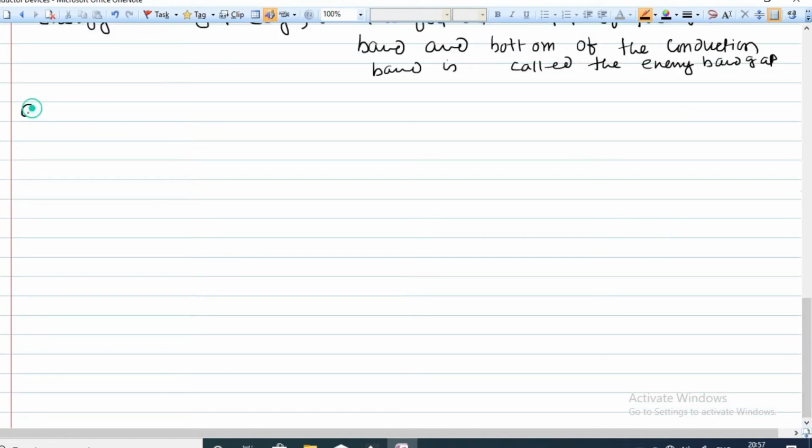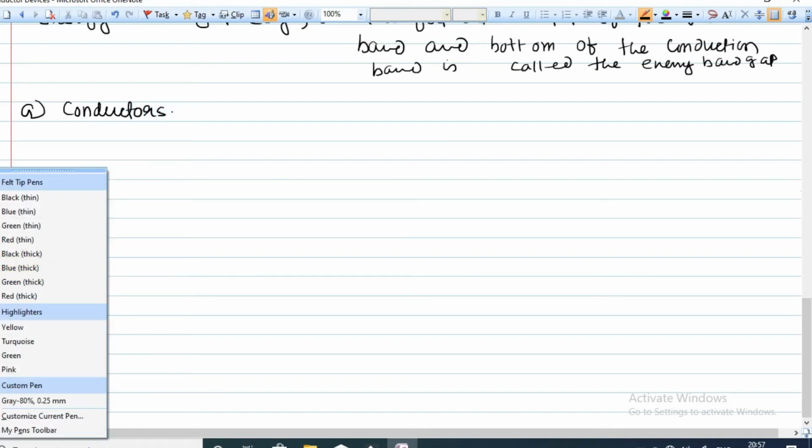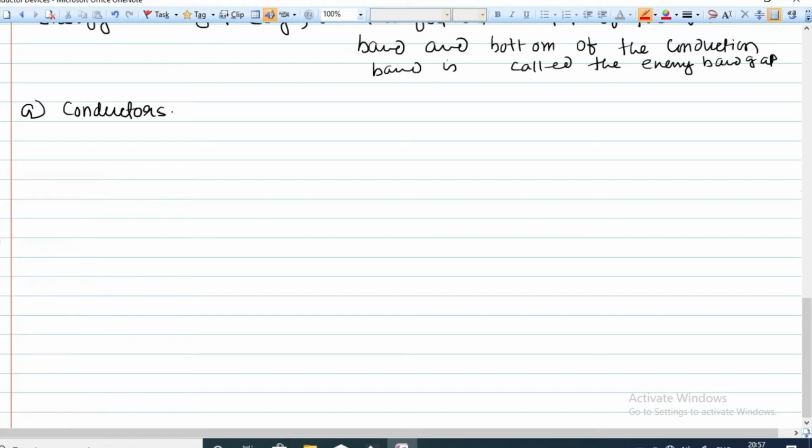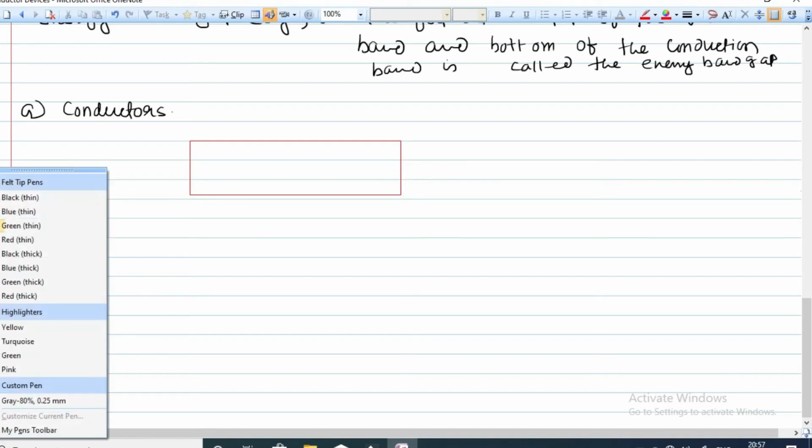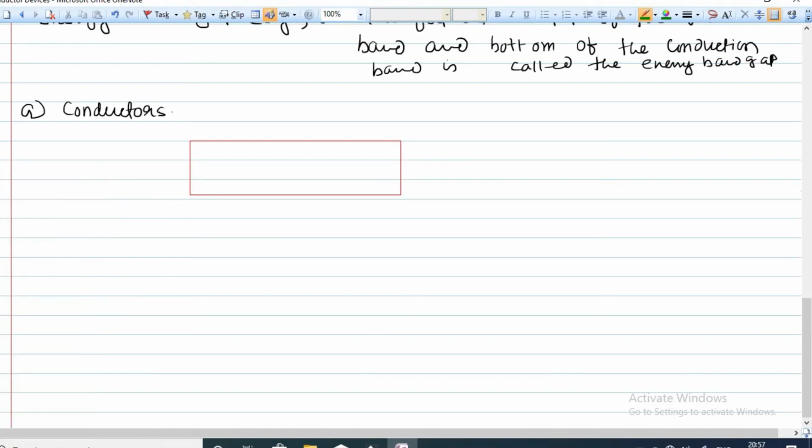So first I am going to discuss the energy band diagram of conductors. So this is our conduction band and we have another band. This is our valence band, and both are overlapping. You can see it there.